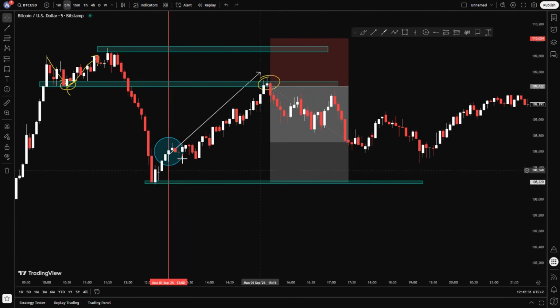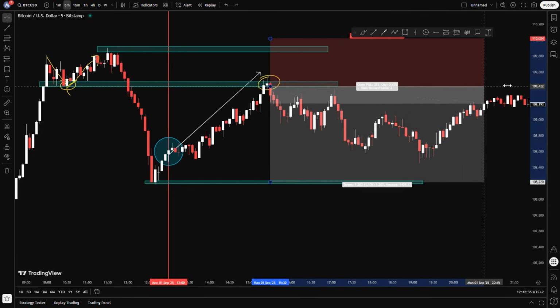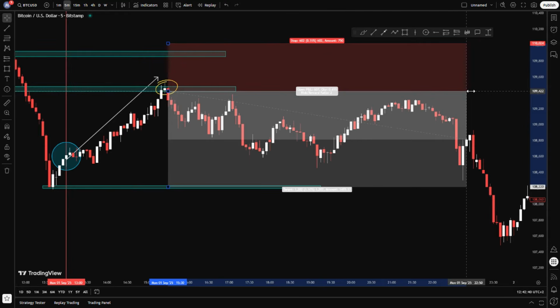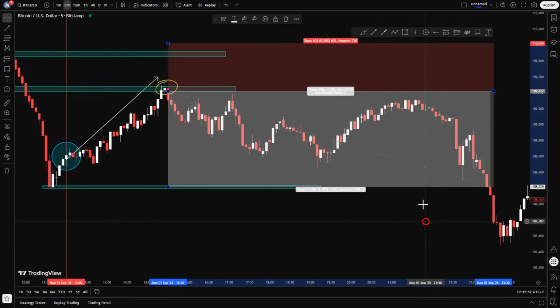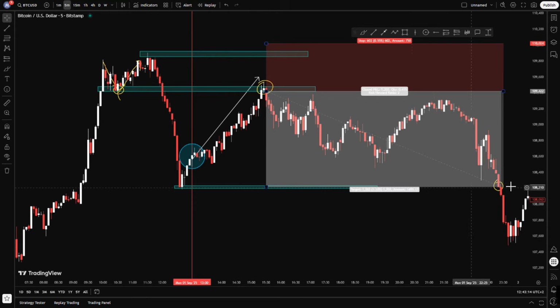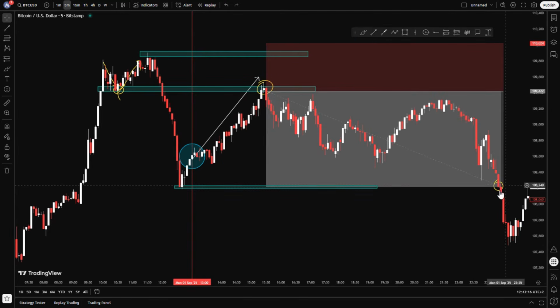And from here we can see that price dropped to the downside, and finally until here, to this level, reaching our target right here. Okay, so this means that our trade is complete for the day, right?